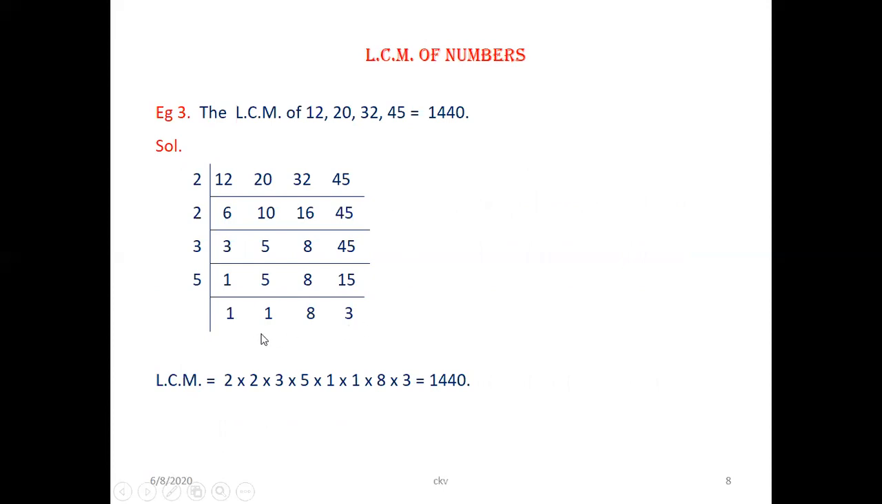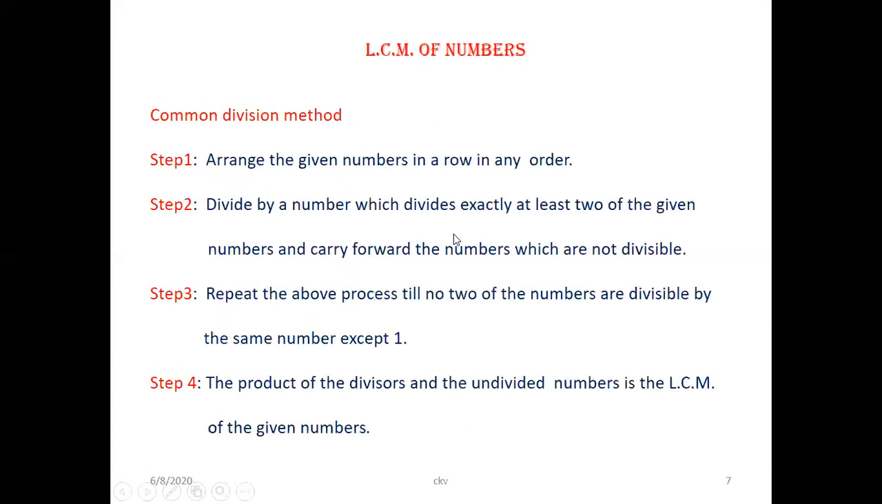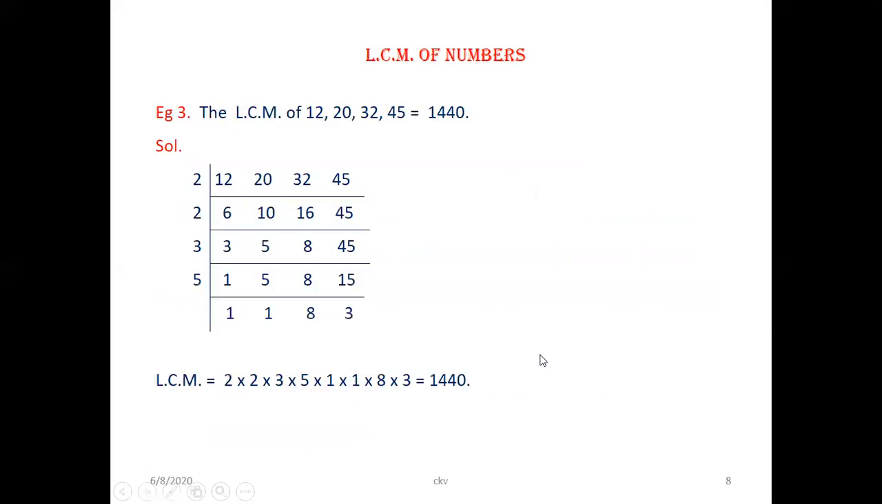So what you have to do is find the product of all these numbers to get the LCM: 2 into 2 into 3 into 5 into 1 into 1 into 8 into 3. That will give you the LCM of the given numbers. So the product of the divisors and the undivided numbers will give you the LCM of the given numbers.